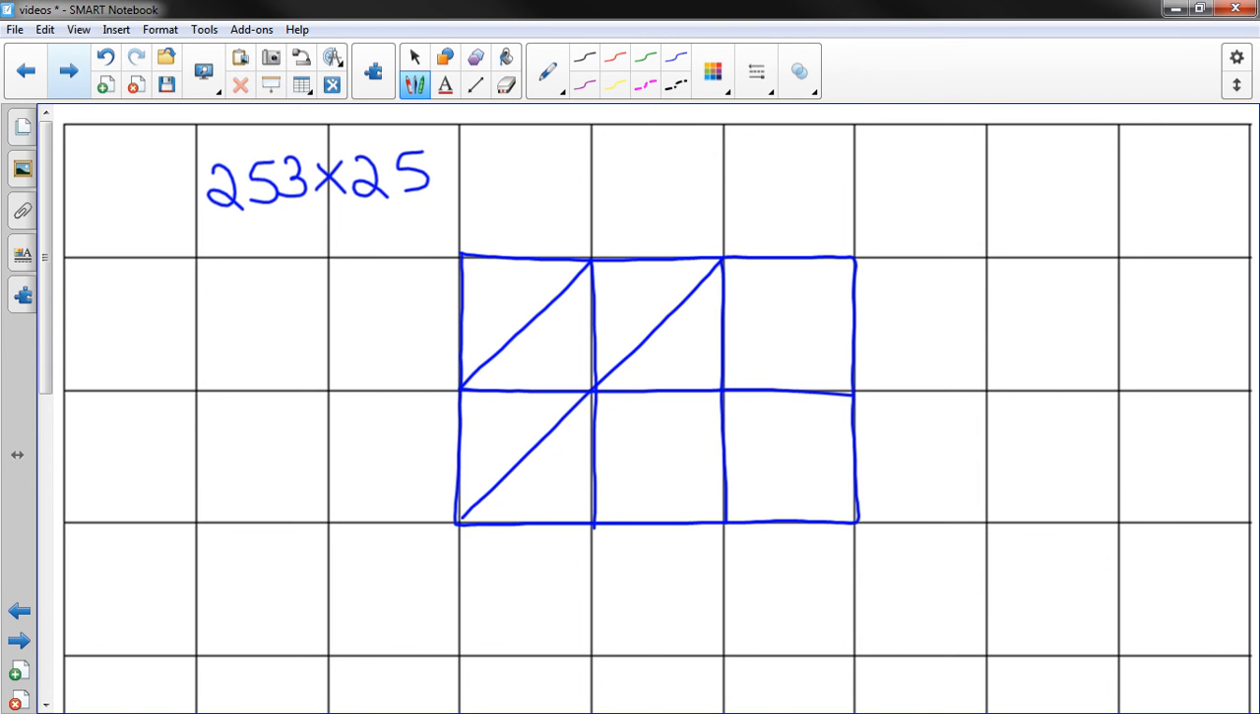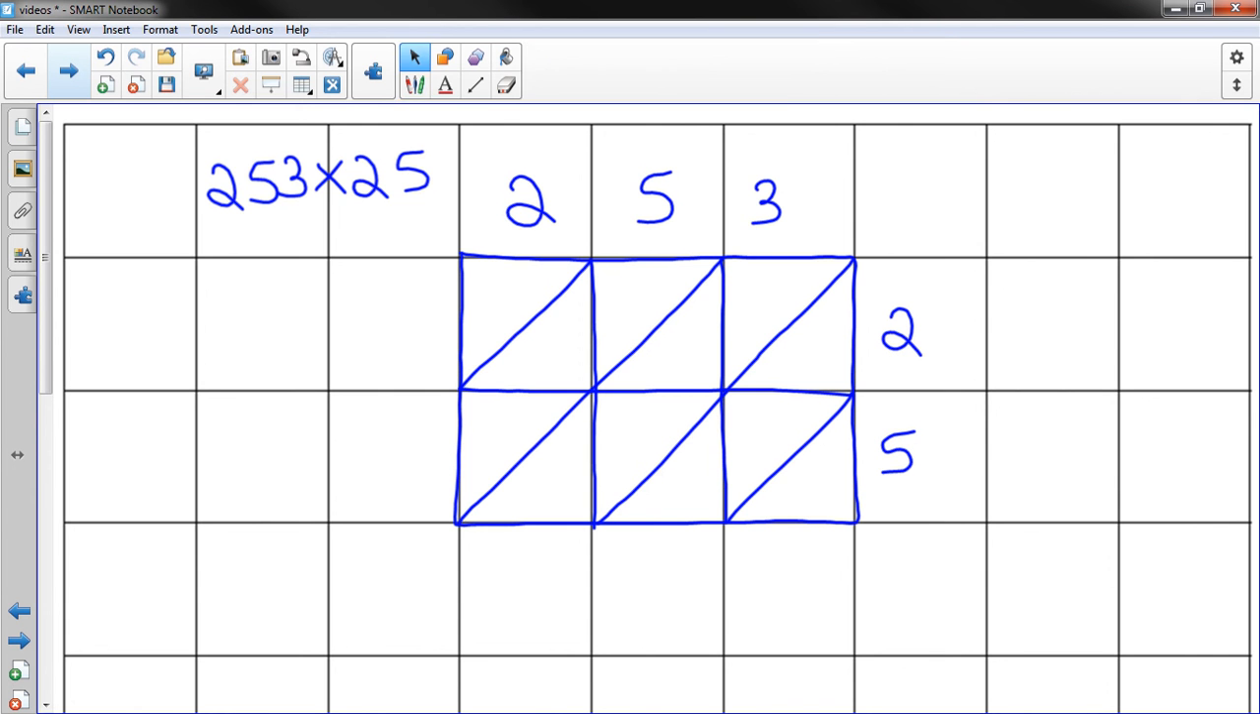Once you get the hang of building your own lattice, I think you're really going to like this. So I just put 253 up here and 25 over here. Now I just have to solve the problems. Remember, you can start anywhere solving the problems, just as long as you're doing the correct multiplication problems in the correct little box.